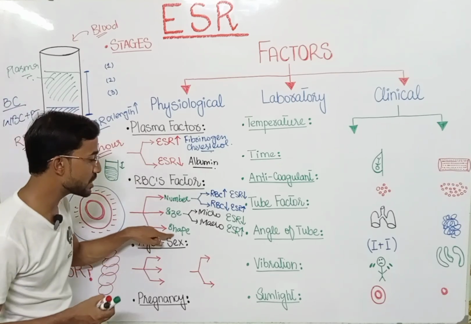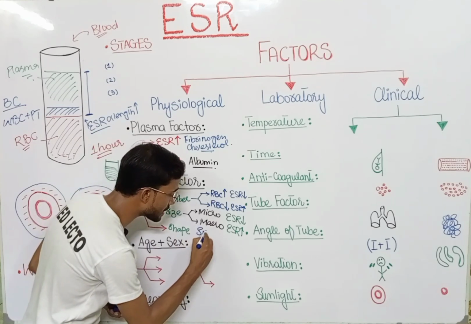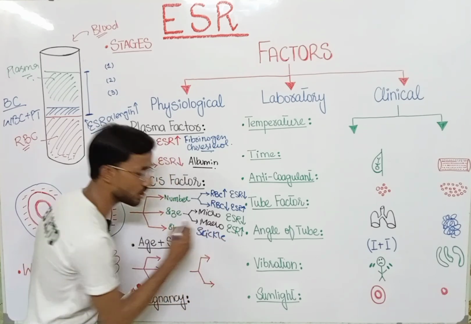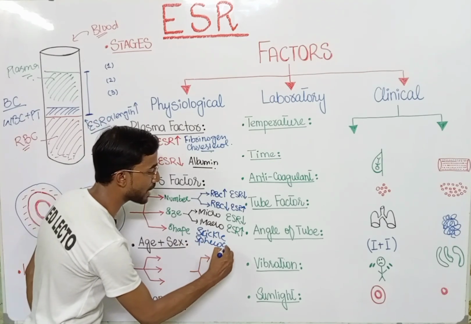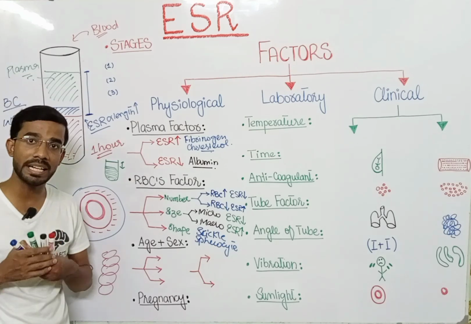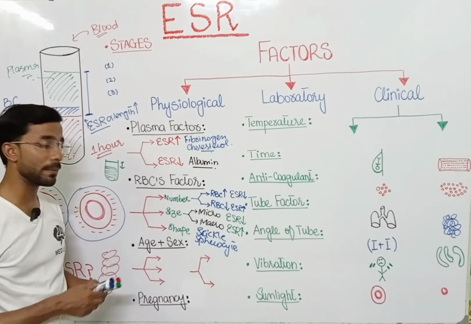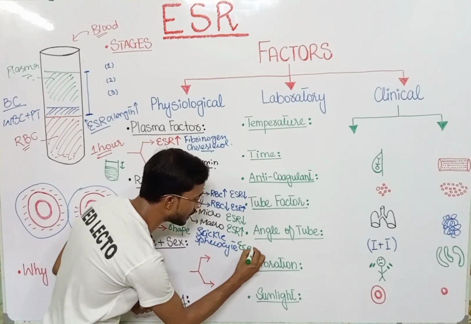If we discuss the shape, most importantly, sickle-shaped RBCs and spherocytes. Abnormal shapes create hindrance in the settling. So in this case ESR will be low. In sickle cell, you see the ESR will be low.